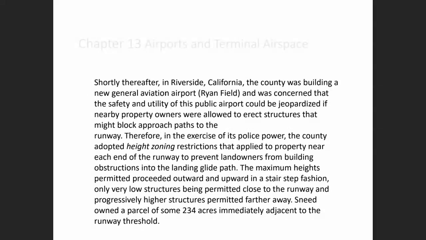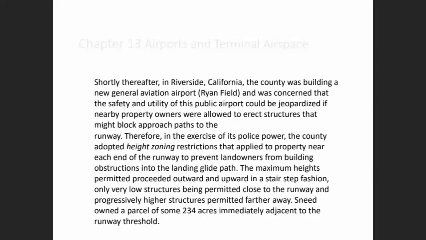Shortly thereafter, in Riverside, California, the county was building a new general aviation airport. The county was concerned that the safety and utility of this airport could be jeopardized if nearby property owners were allowed to erect structures that might block approach paths to the runway. Therefore, in exercise of its police power, the county adopted a height zoning restriction that applied to property near each of the runways to prevent landowners from building obstructions into the landing glide path.